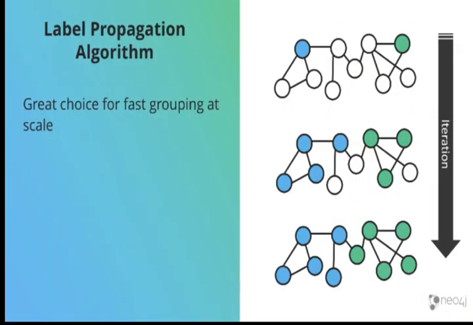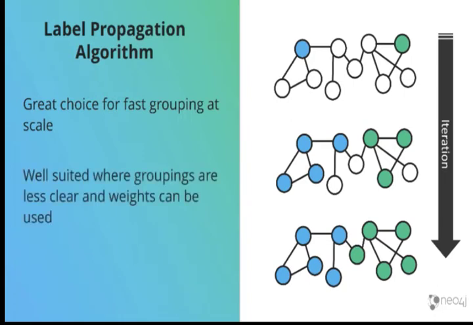The label propagation algorithm is a great choice for quickly grouping at scale. In this algorithm, the nodes select their group based on direct neighbors, taking on those node labels. And the idea here is really that a single label can become dominant in a densely connected group of nodes, but it will have trouble crossing sparsely connected regions.